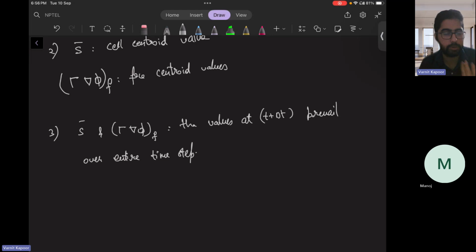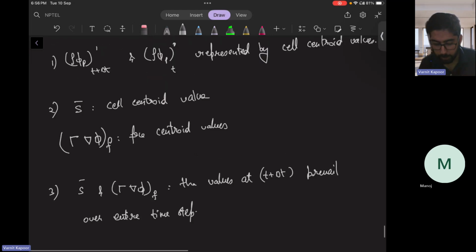So the first approximation is rho phi P1 and rho phi P0, represented between the cell-centered values. So what will be the order of accuracy of this term? That is basically a mean value approximation. We have already seen that mean value approximation is second order in space, because phi P is what we are looking at. It is delta x square in space, as we have seen for the mean value approximation.